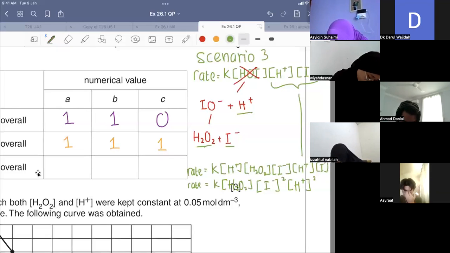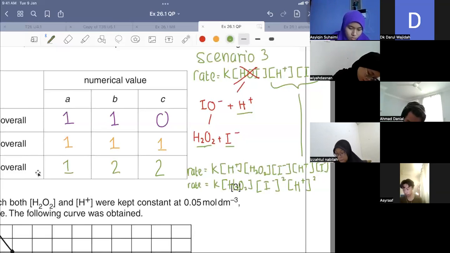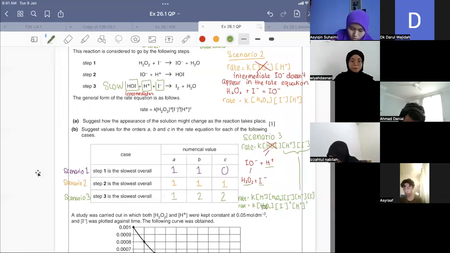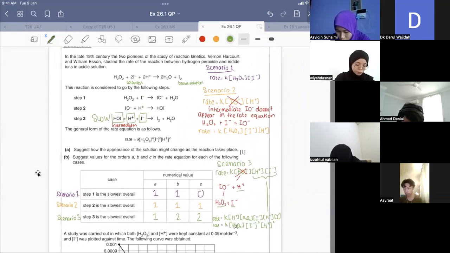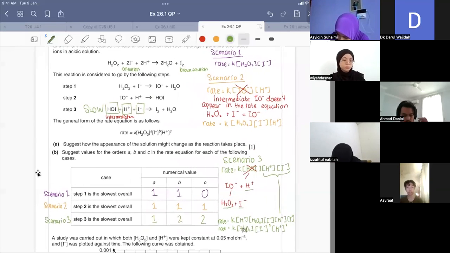So you go back to A, B, C again. A is the order or the power of H2O2, 1. B is the order or the power of iodide, 2. C is the order or the power of H plus, which is 2. So that's how you work out this question. For 3 marks, of course, you don't have to write down this working, as long as you answer the table correctly, then you can get your 3 marks. Of course, I give you the long working so that you know how to do this in the future.